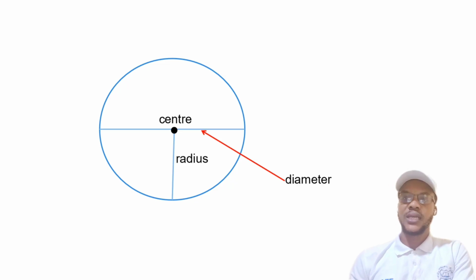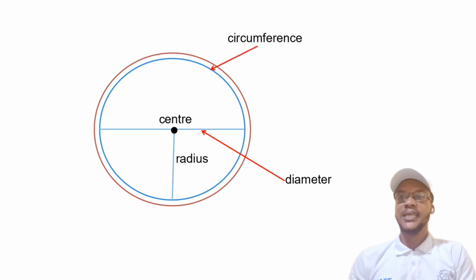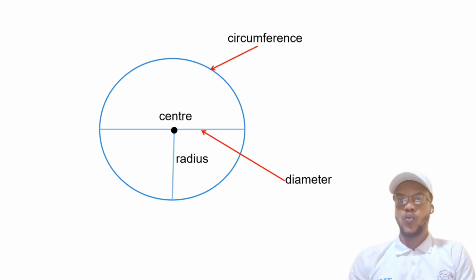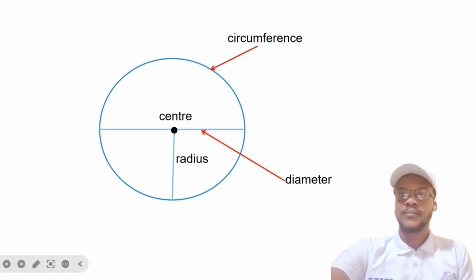Now let's look at the distance around the circle. What name is given to that? It is called the circumference. In plane geometry 1, when we looked at mensuration, we talked about perimeter. When it comes to a circle, we call it the circumference, the same as the perimeter. So take note of that. All right, that is good.